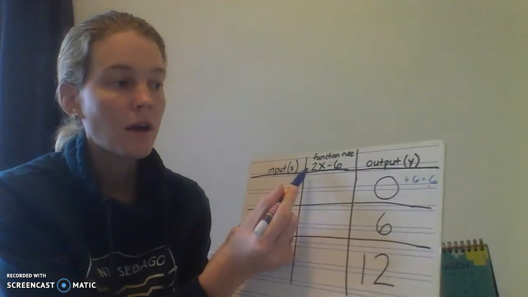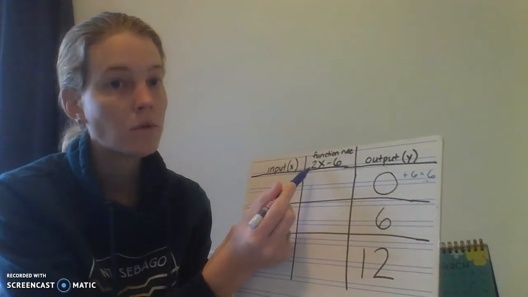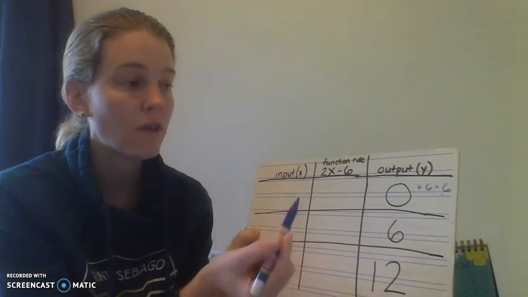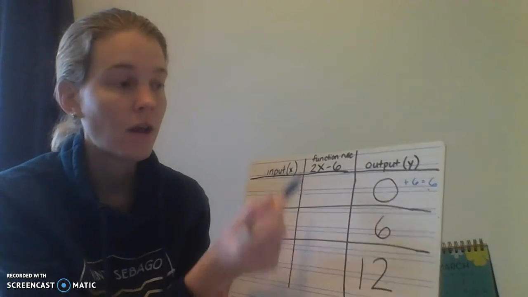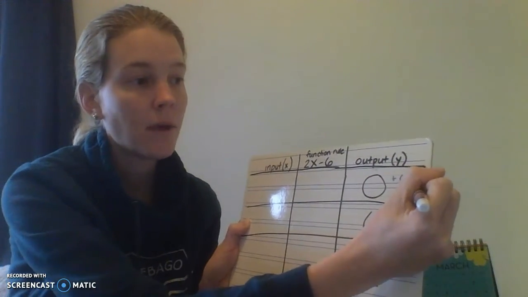And then we go over here, and this 2x means to multiply. But again, we're using the inverse. The inverse of multiplication is division. So we need to divide by 2. So I'm going to do 6 divided by 2, which is going to give you 3.